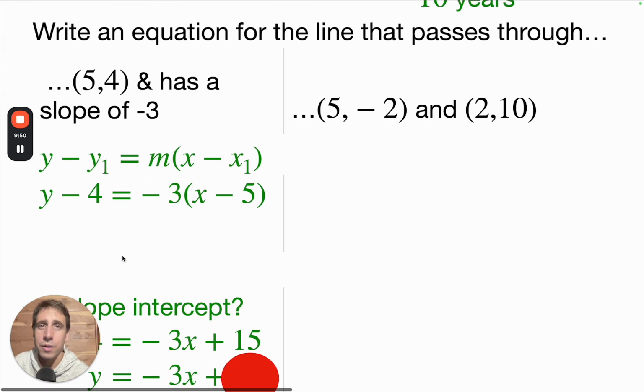All right, let's write an equation for the line that passes through (5, -2) and (2, 10). Do I have the slope yet? No, I don't have the slope. All right, I should probably find that first.